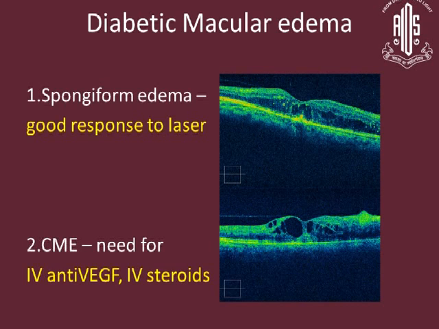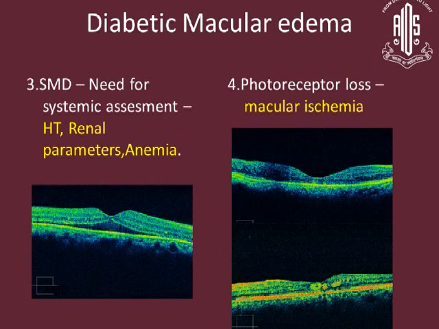And the appearance of well-defined cystoid non-reflective spaces is called cystoid macular edema, and when we see this, it means that the response to laser is going to be poor, and there is a need for further intervention like anti-VEGF or intravitreal steroid.